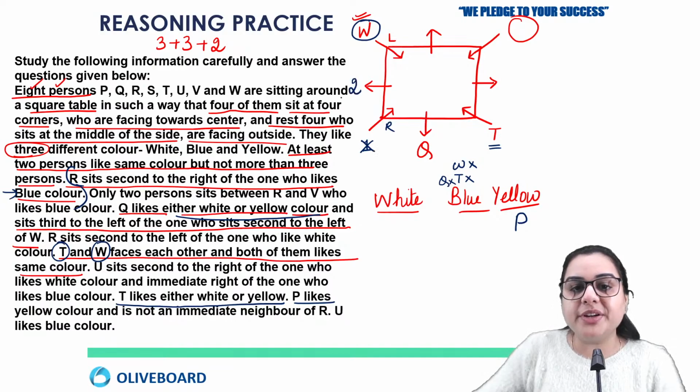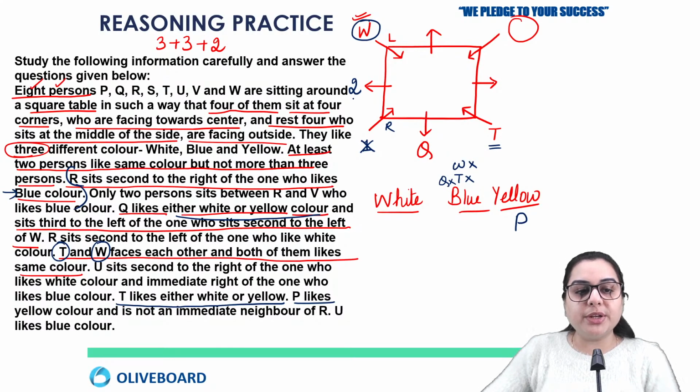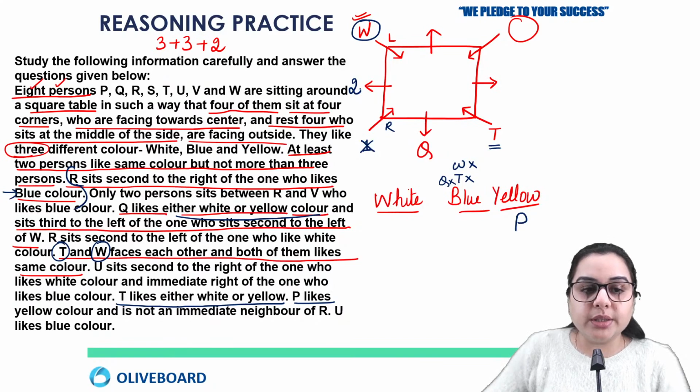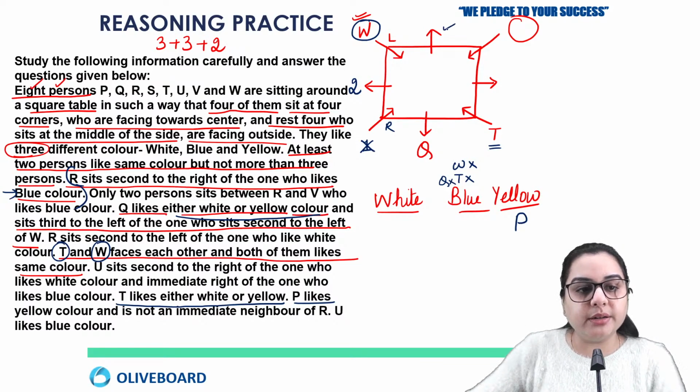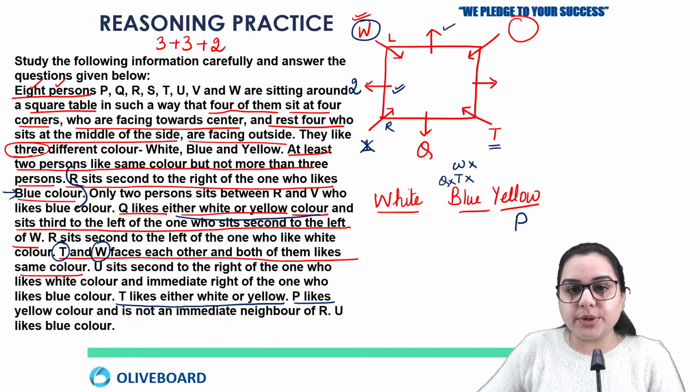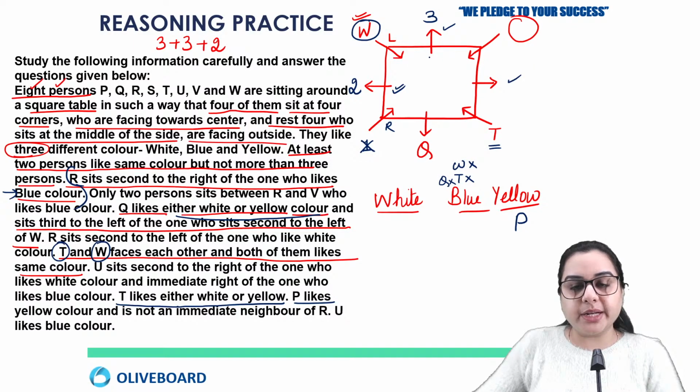On number 2, if I write blue, then second to the right I can write R. So writing blue here is possible. Next I can move on to number 3. Here if I write blue, then second to the right I can write R. So writing blue on this position is also possible.